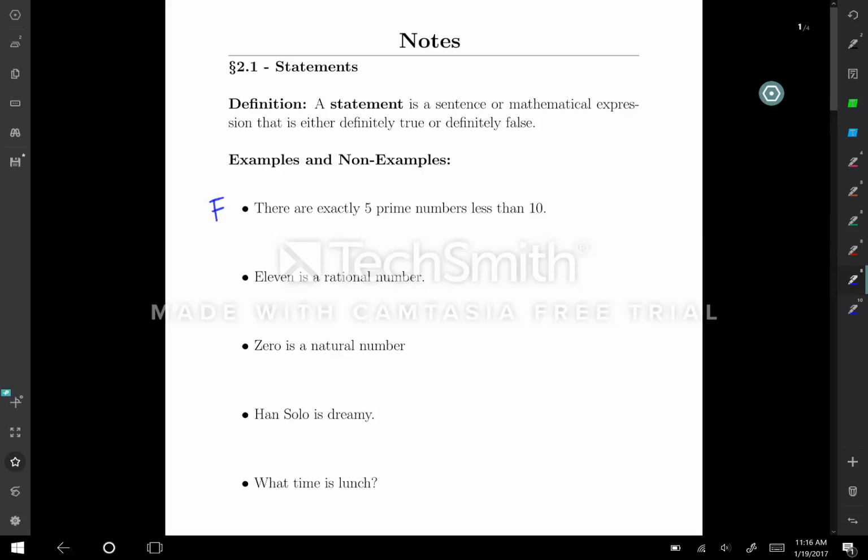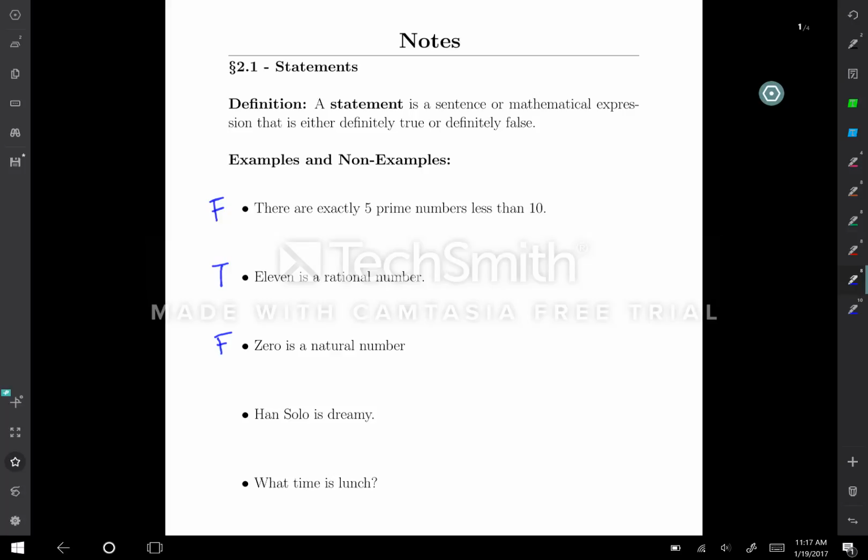11 is a rational number. Well, 11 is a natural number, and the natural numbers are a subset of the rational numbers. So this is a statement that is in fact true. 0 is a natural number. If you remember from our discussions previously, natural numbers are the counting numbers, the numbers we first learned to count with. They start with 1. So 0 is a natural number is false.